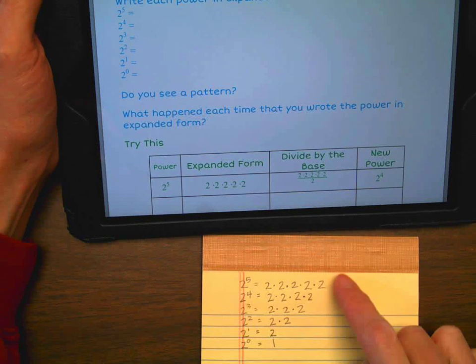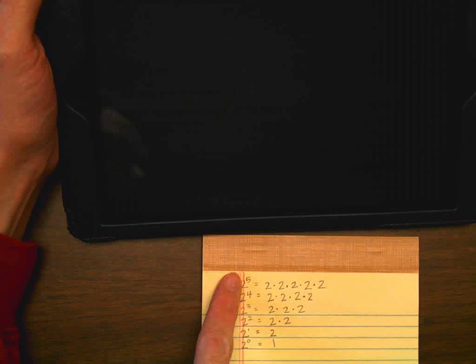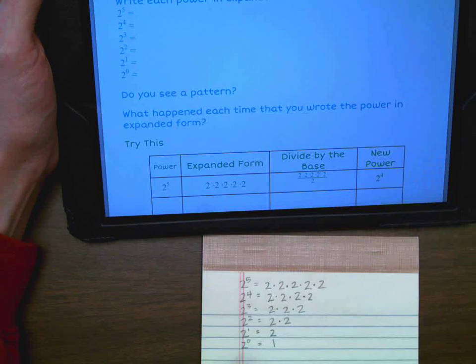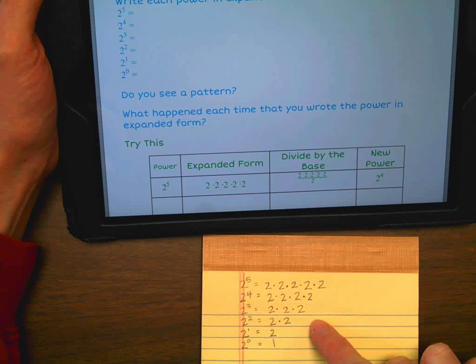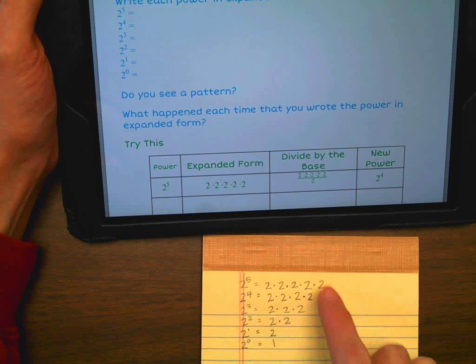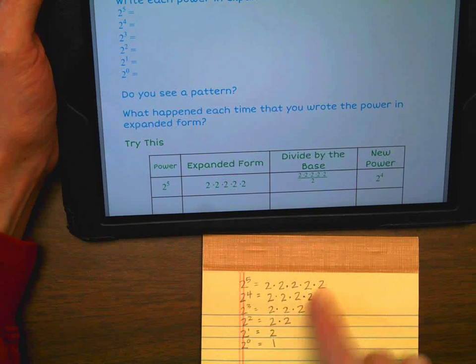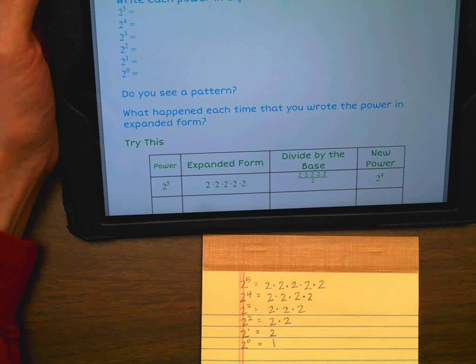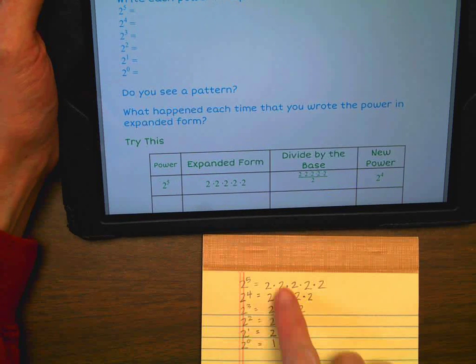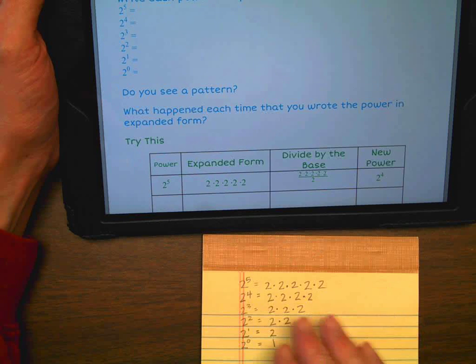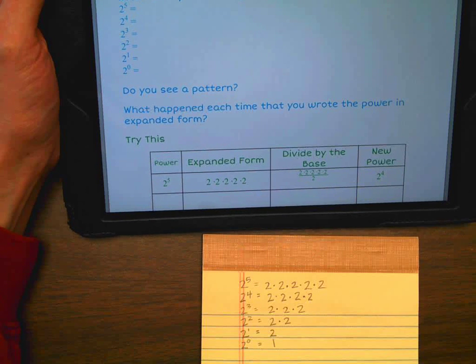So what do you notice each time we go from a large exponent down to a small exponent? How does it change? If you can see it, it looks like we've lost one of our multiples of 2. So maybe instead of multiplying by 2, as we move down through the exponents, we're actually dividing by 2. What happened each time you wrote the power in expanded form? We took off one of the multiples of 2.